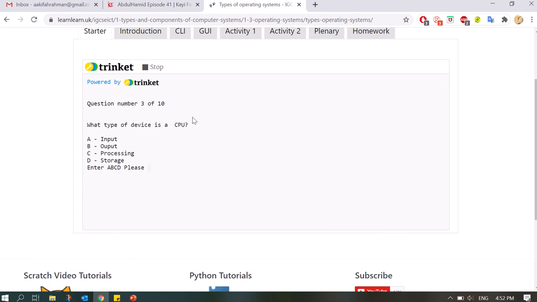What type of device is a CPU? The CPU, remember, stood for Central Processing Unit. This was not a storage device. We learned that the CPU is the brain where all the sorting and calculations take place. So that's definitely not input or output. It must be processing. Let's try. Yes, we are right.